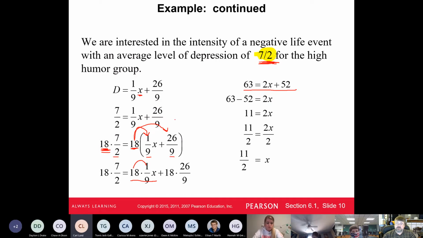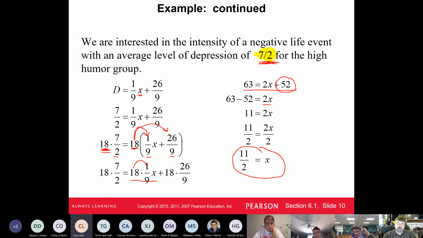Now that we have the fractions taken care of, it's a much easier problem going forward. So we subtract 52 from each side, and we get 11 equals 2x. We then divide both sides by 2, and we get 11/2 equals x. We could check this if we wanted to. I'm not going to in the interest of time.